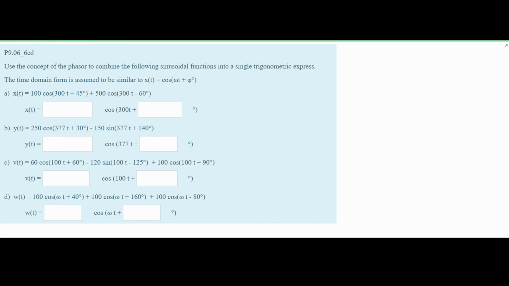In this problem, we need to use the concept of the phasor to combine the following sinusoidal functions into single trigonometric expressions. The time domain form is assumed to be similar to this, and this is what we're going to look at. Basically, in each of these, we are given a voltage here and a voltage here. For these other parts, we're given a voltage here, and a voltage here, and basically we need to add them all together.